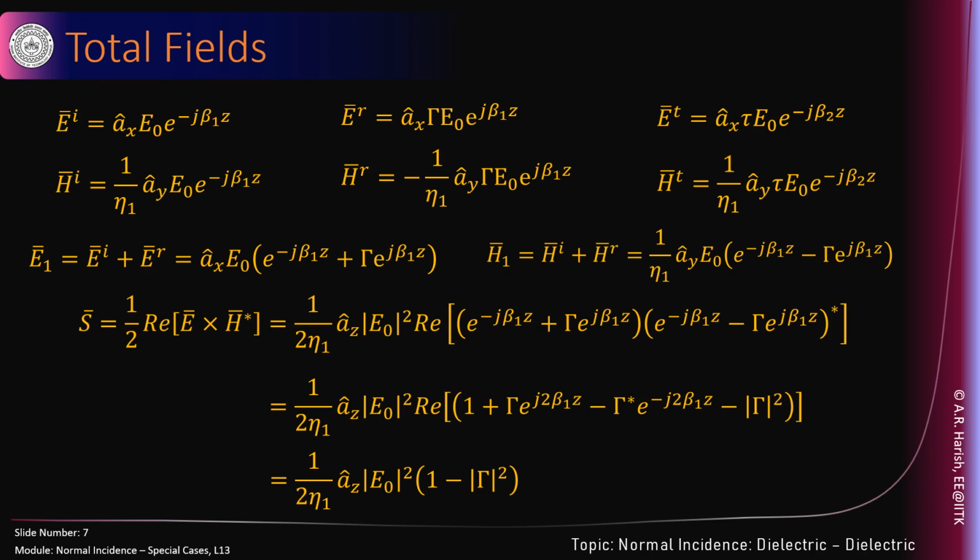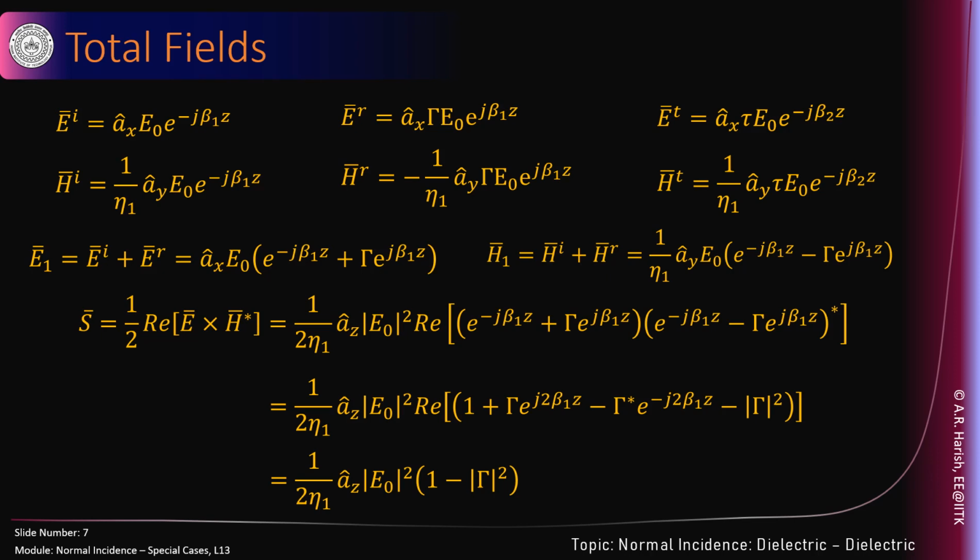The total power that is associated with region 1 is Az E naught square upon 2 eta 1 times 1, which is the incident power, minus gamma square times that, which happens to be the power associated with the reflected wave. Therefore, the total power is whatever is incident minus whatever is going back. Such a relationship will be valid only if there is some orthogonality condition maintained between the incident and reflected fields.